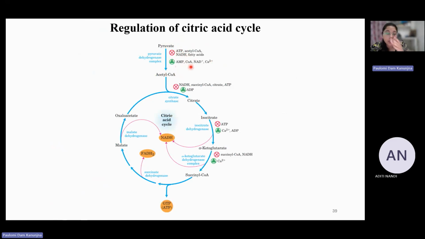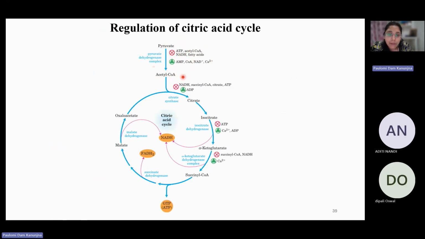Why? Because ATP, acetyl coenzyme A, NADH, and fatty acids being high in concentration in the cell means that you don't need any more ATP. You don't need acetyl coenzyme A. So why do you need to do this step, which leads to production of more acetyl coenzyme A? If you have acetyl coenzyme A, this step is not required. So the cell will stop the reaction at that phase.